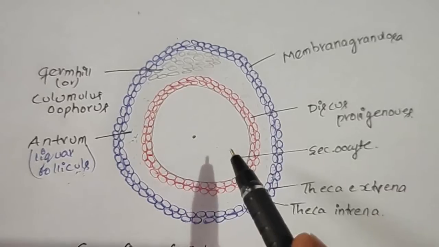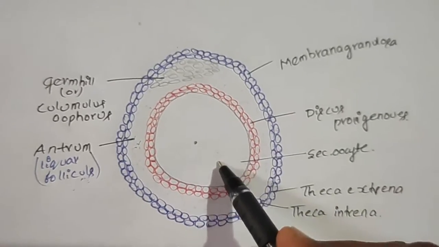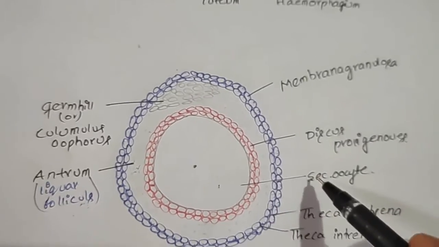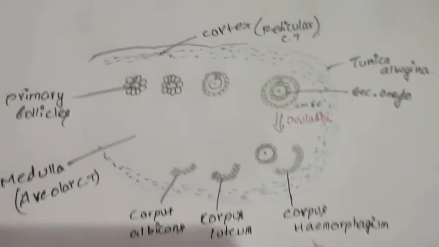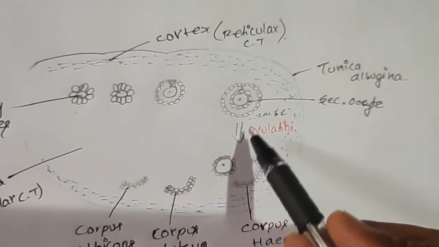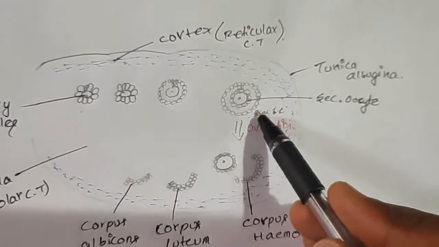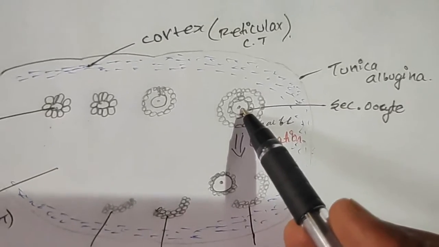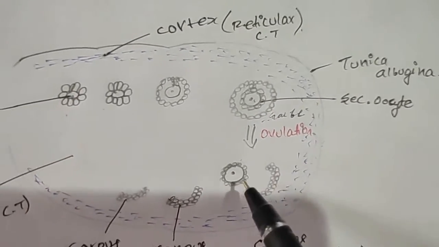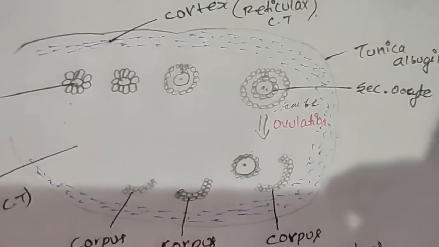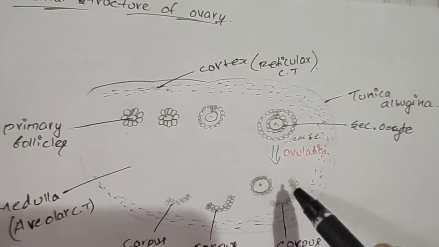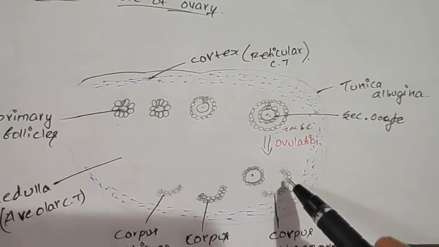This Graafian follicle ruptures, and the secondary oocyte inside it is released. This process is known as ovulation. During the 14th day of the menstrual cycle, the Graafian follicle ruptures, and the released secondary oocyte is actually known as the egg. After ovulation, the remaining Graafian follicle shows three stages.